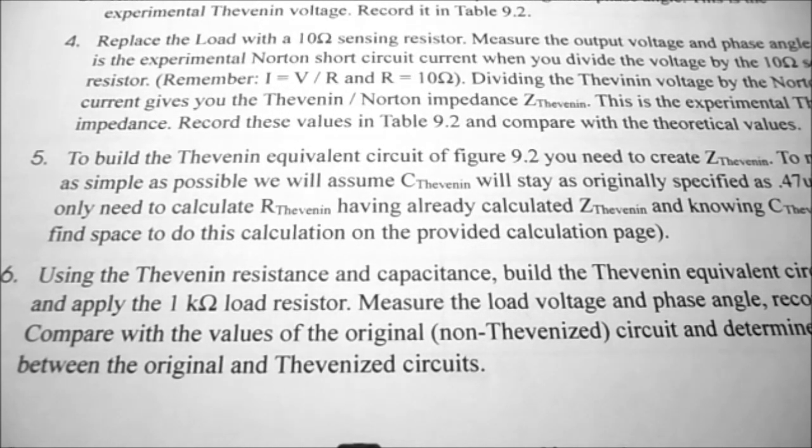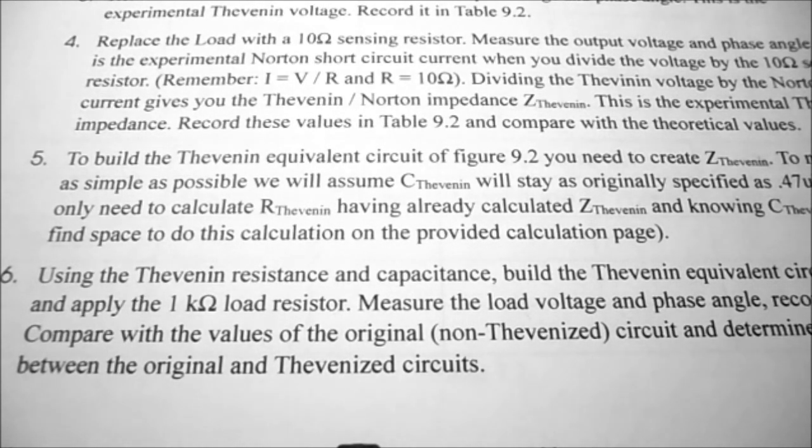Under procedure, step number 5, it says to build the Thevenin equivalent circuit of figure 9.2, you need to create Z Thevenin. To make this lab as simple as possible, we will assume C Thevenin will stay as originally specified as 0.47 microfarads. Then you only need to calculate R Thevenin, having already calculated Z Thevenin and knowing C Thevenin. You will find space to do this calculation on the provided calculation page.